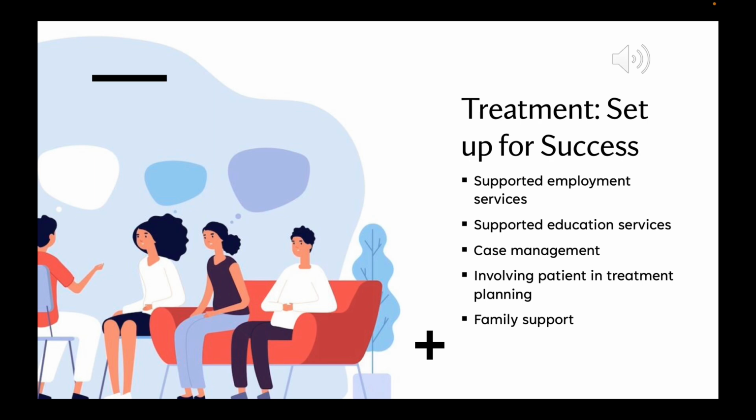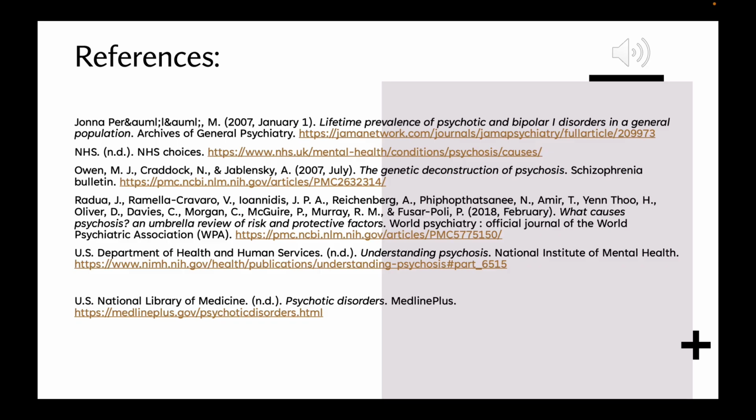And then case management, working with either a therapist or a human resources manager to understand their condition and get them the things they need to succeed, whether that be employment, education, medication, or therapy. Involving the patient in planning their treatment is very important so that they know what they're doing. Treatment is set up for success with supported employment services, supported education services, managing their case, involving the patient in their treatment and planning, and then having support from your family. And then here are all my references.